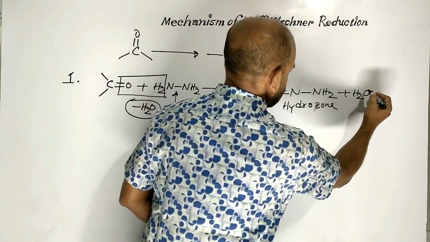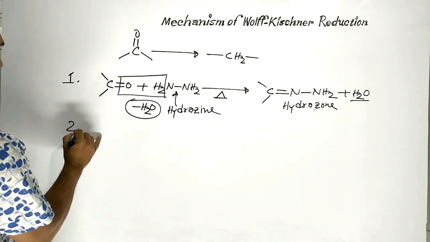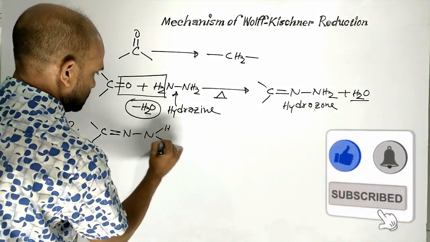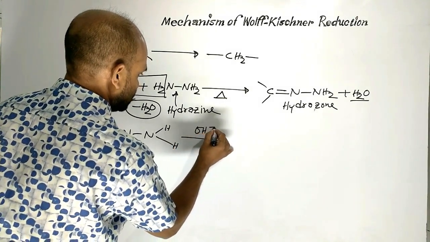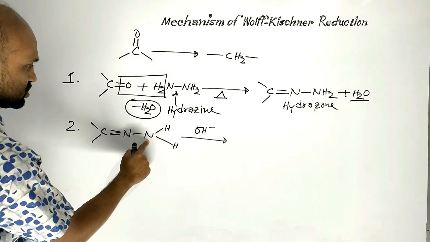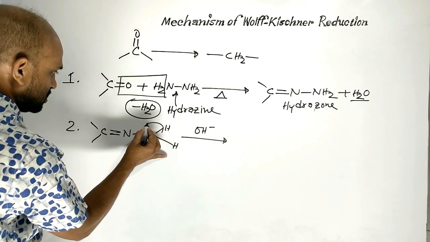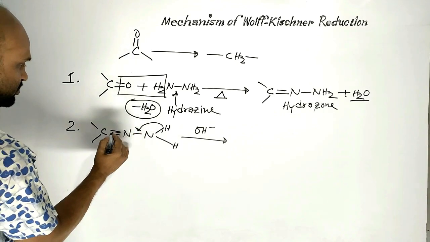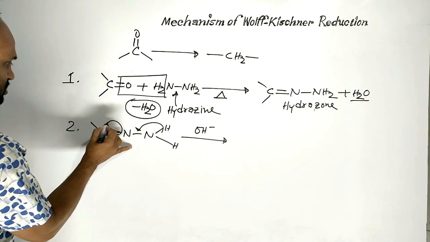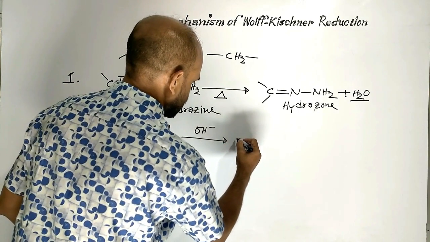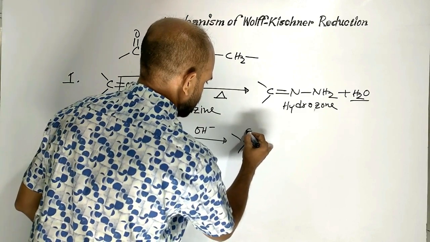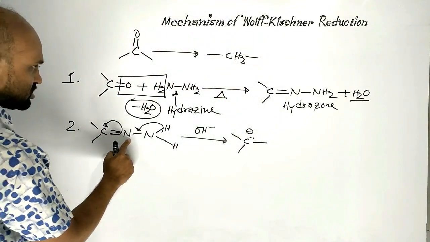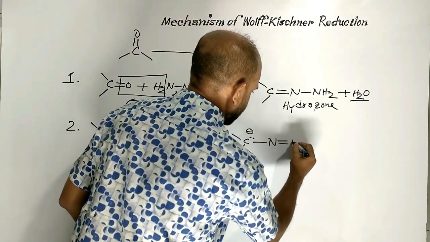Here, water gets removed. Step 2, this entity in presence of base, this nitrogen undergoes deprotonation. This bond shifts to nitrogen-nitrogen single bond to form nitrogen-nitrogen double bond. At the same time, this bond pair of electrons turns into lone pair. As a result, this is formed. This carbon becomes negative in charge. Carbon-nitrogen double bond turns into carbon-nitrogen single bond.